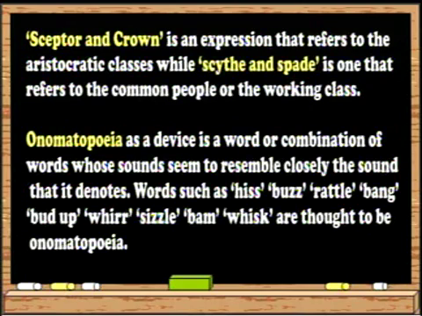Onomatopoeia as a device is a word or combination of words whose sounds seem to resemble closely the sound that it denotes. Words such as hiss, buzz, rattle, bang, butt up, whim, sizzle, bam, whisk are thought to be onomatopoeia.